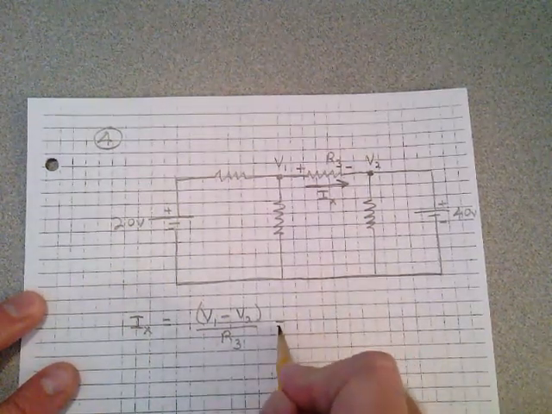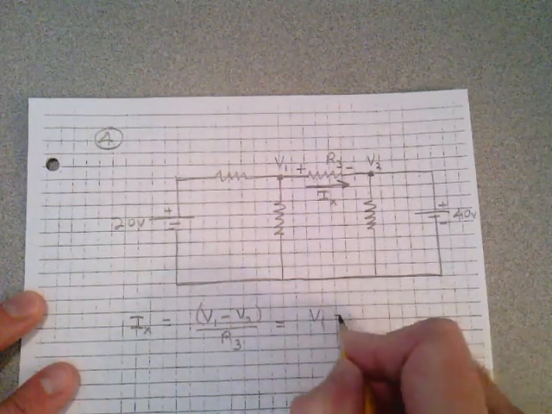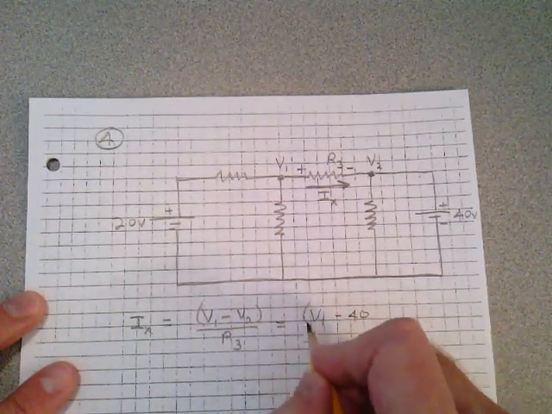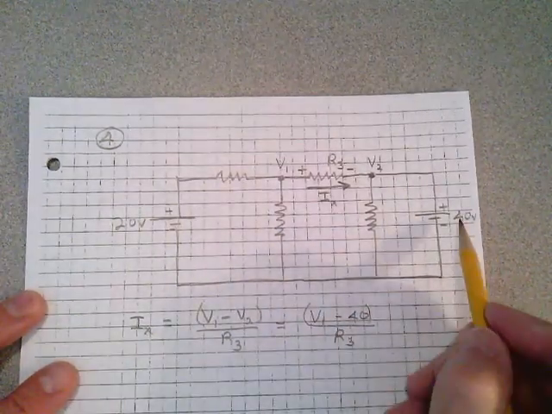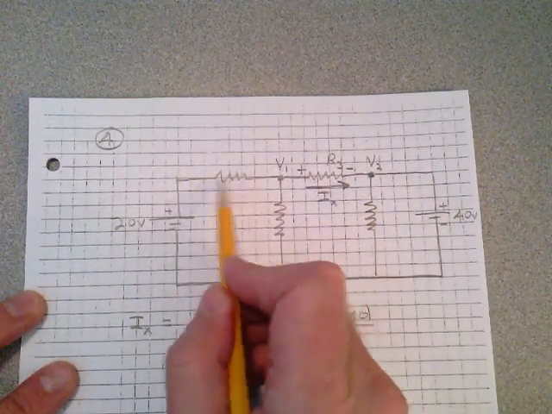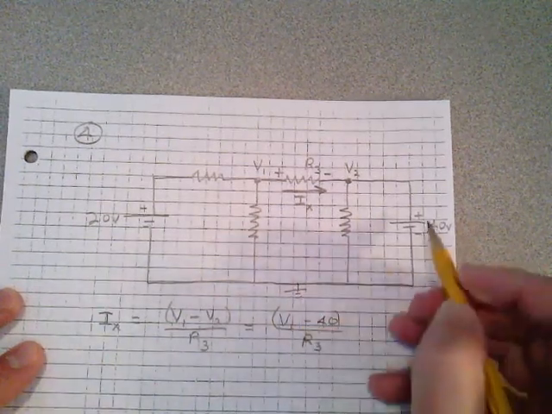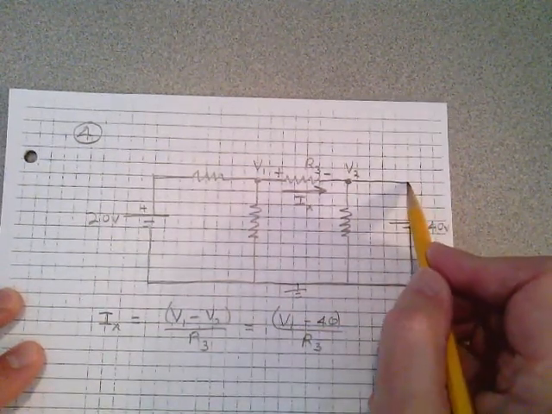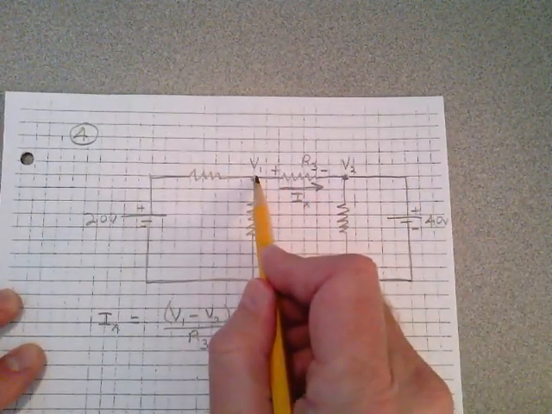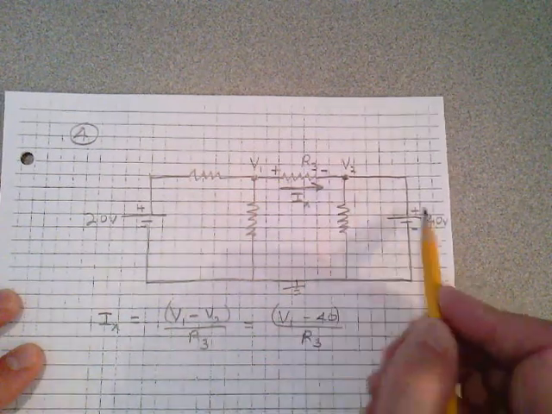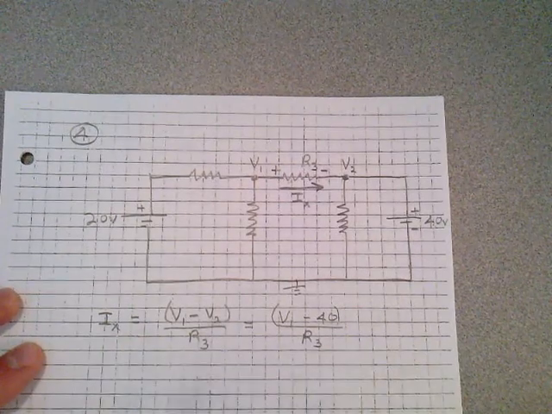We can further take that to say that IX is equal to V1 minus 40 all over R3. Why? Because there's no resistor up here like there was over here. If this is 40 volts at this point with respect to ground, that puts this point and V2, they're the same point, at 40 volts. So I'm just taking V1 minus the voltage at this side, which is a plus 40, V1 minus 40 over R3.